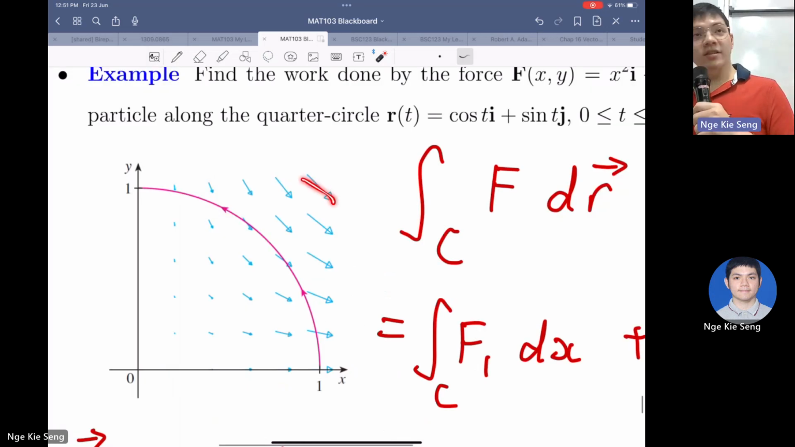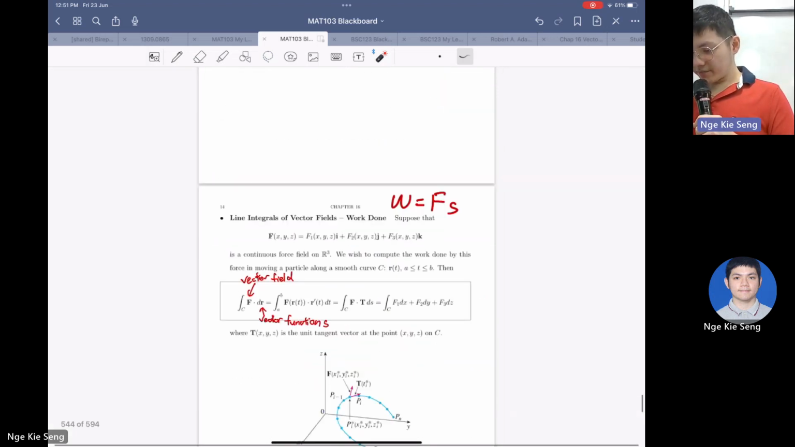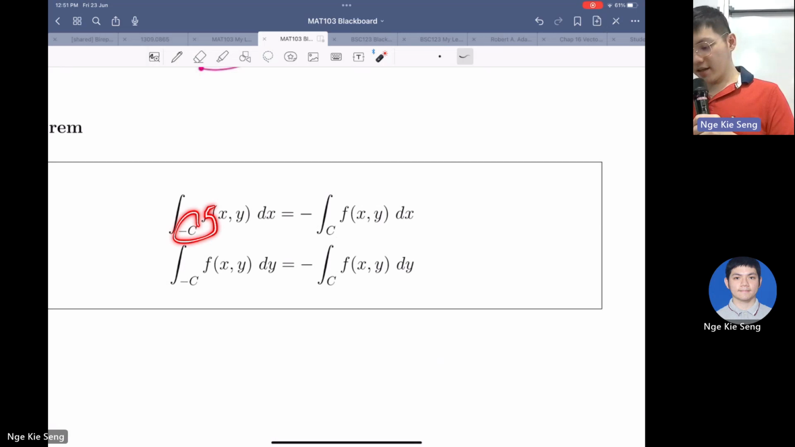Which direction, the red color one? If you take the negative orientation, instead of going from (1,0) to (0,1), you go from (0,1) to (1,0). Then it's just the negative of the original orientation. Just now we got negative 2/3, so you get 2/3 if you change the orientation.